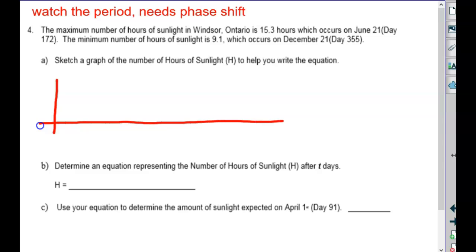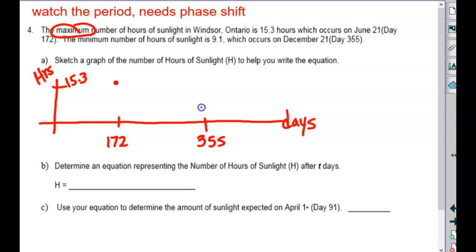So somebody give me an ordered pair you're thinking goes on our graph. Wait, no, they're all time. Let's do days this way and hours of sunlight. Does that sound good? I think we're supposed to do days because it gives us that. At day 172, it is how many hours of sunlight? 15.3. Does that seem good? And it says that is a maximum. Then there's a minimum. That is day what? 355. And that minimum happens to be 9.1 hours.